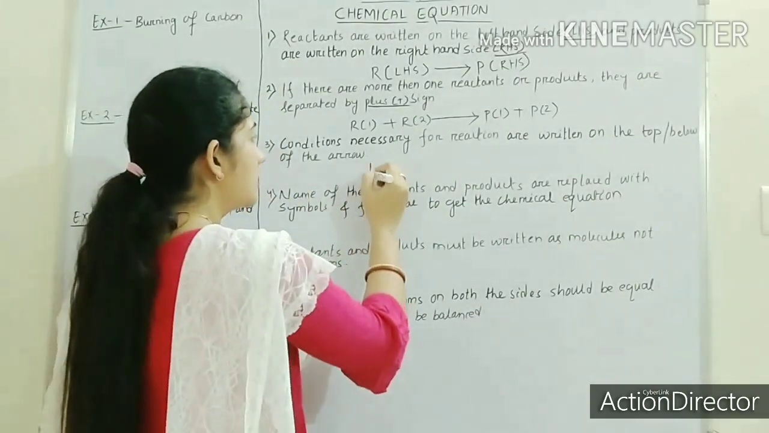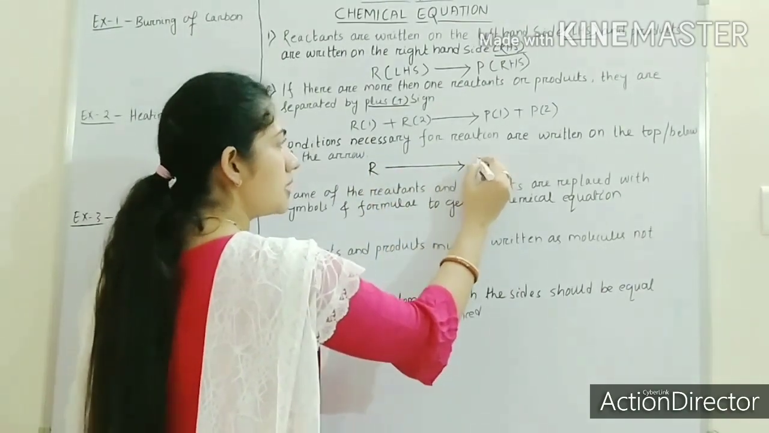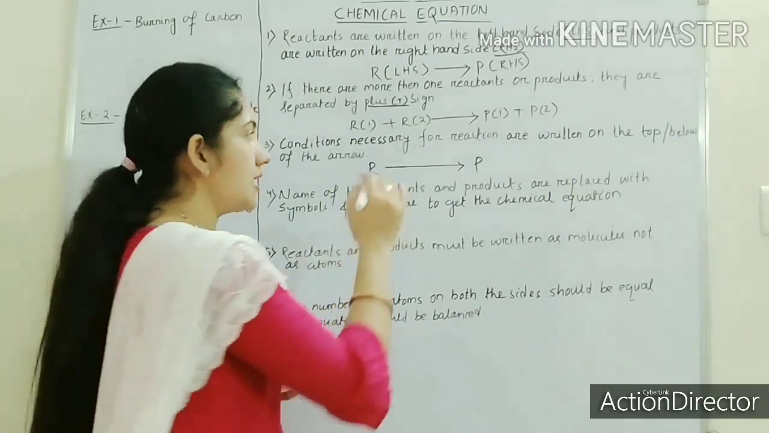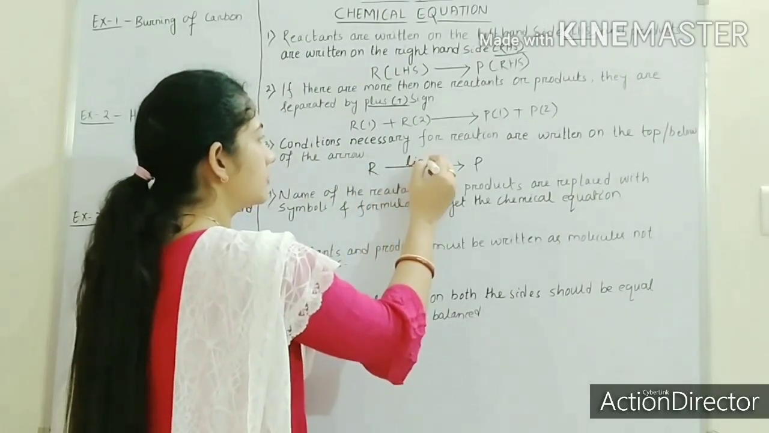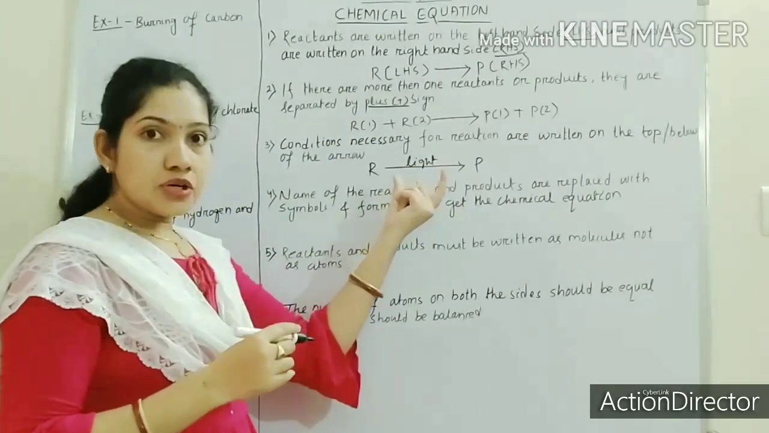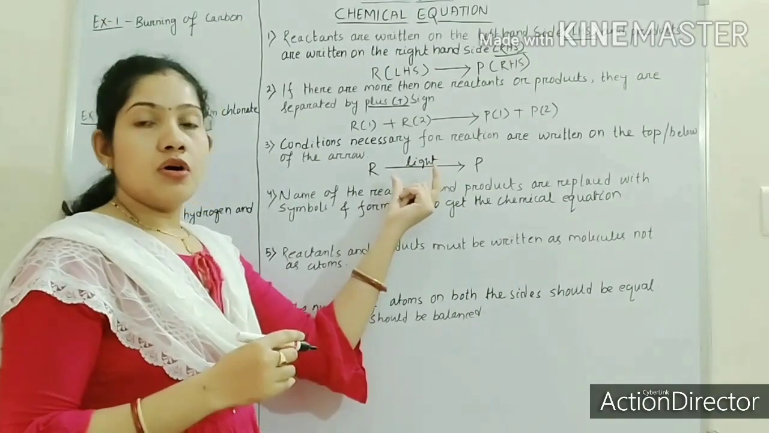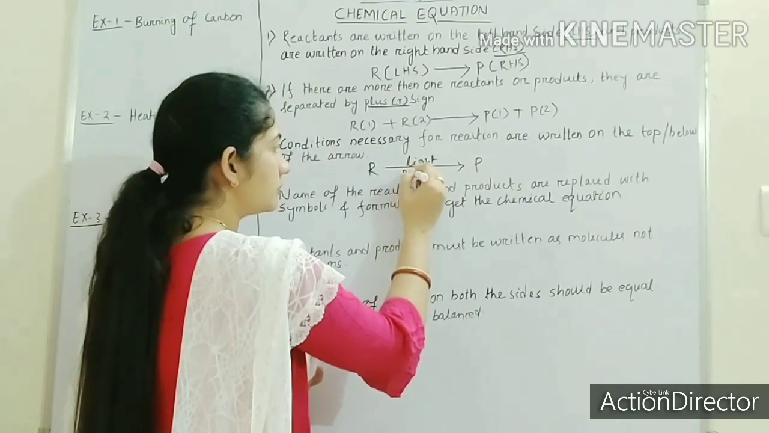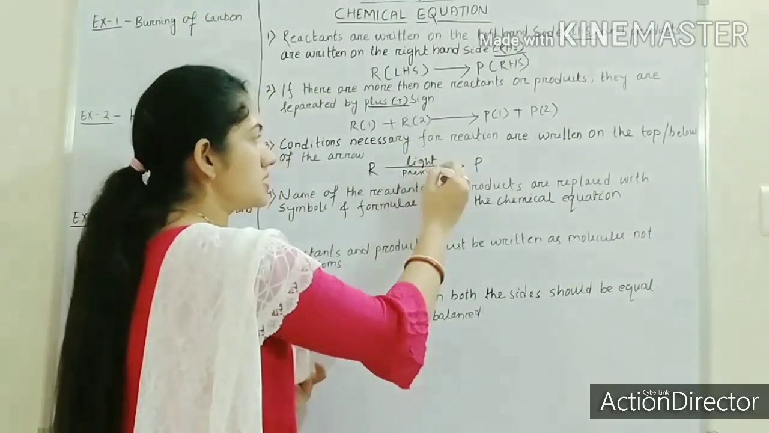Okay. Suppose reactants gives rise to product. So here the conditions, any of the conditions like light or heat, and if light and pressure both are needed, then we can write pressure.